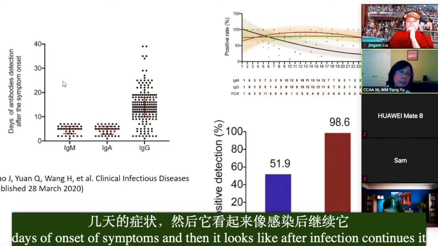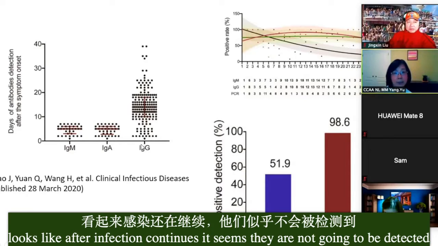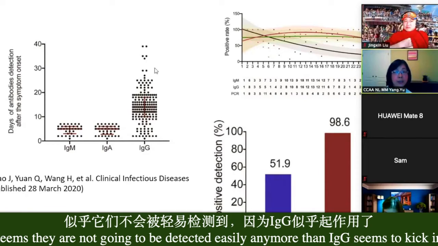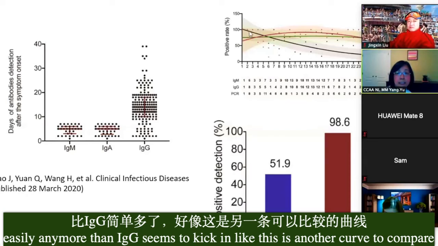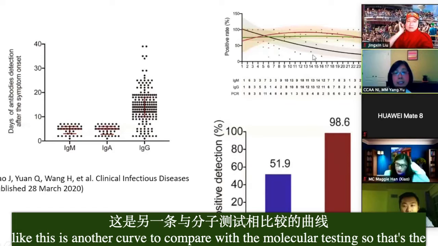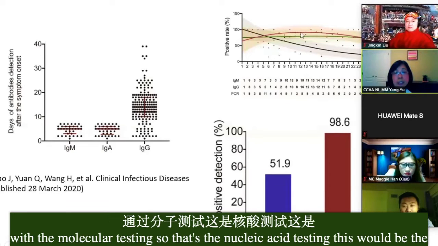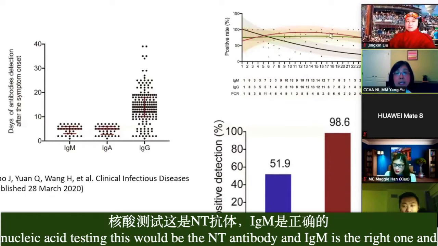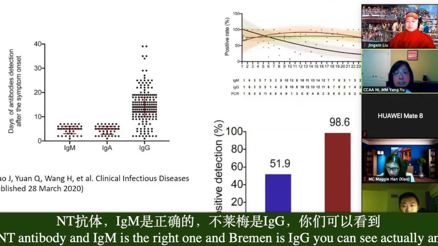And then it looks like after the infection continues, they are not going to be detected easily anymore. Then IgG seems to kick in. This is another curve to compare with the molecular testing, that is, the nucleic acid testing. This would be the antibody, and IgM is the red one, and the green one is IgG.